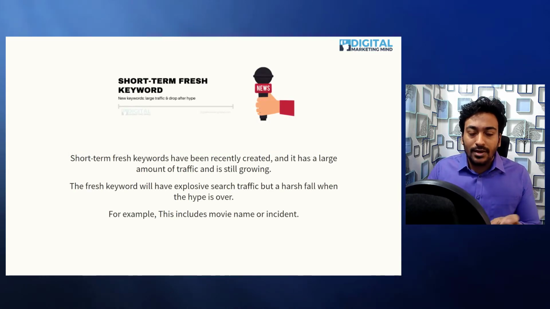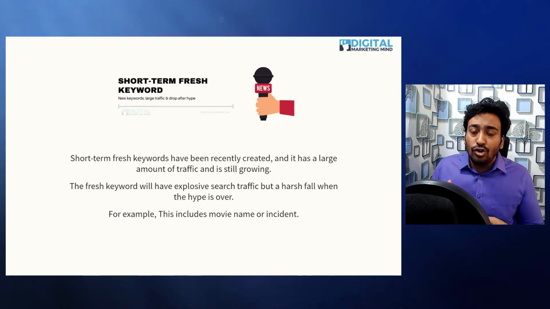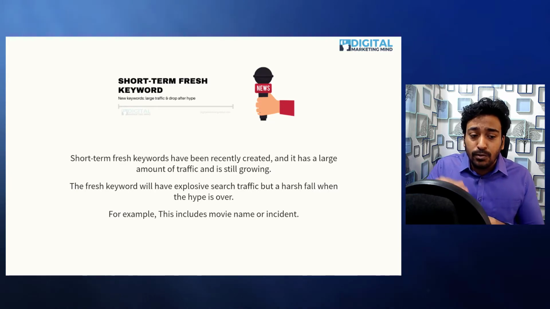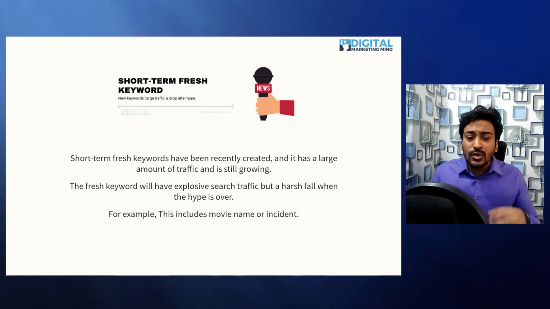The first type is short-term fresh keywords. Short-term fresh keywords have been recently created and have a large amount of traffic that is still growing. A fresh keyword will have explosive search traffic but will have a harsh fall once the hype is over. That is the most important thing to understand. For example, this includes a movie name or a product launch.